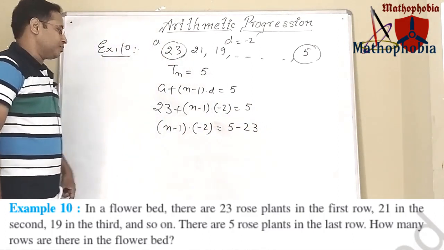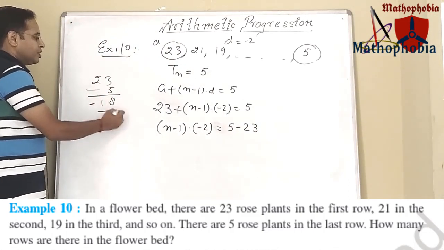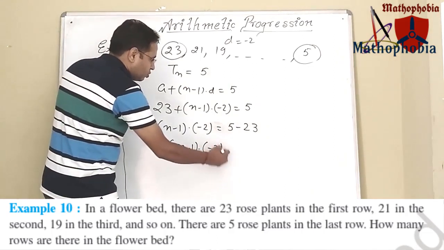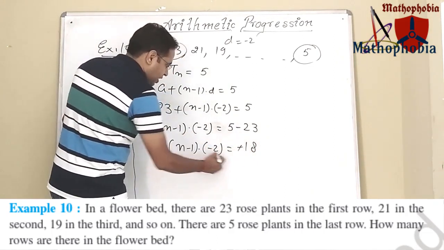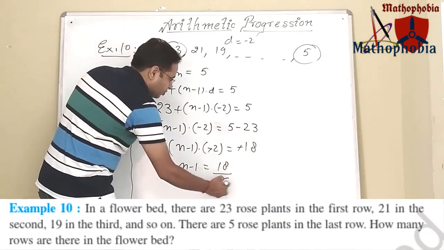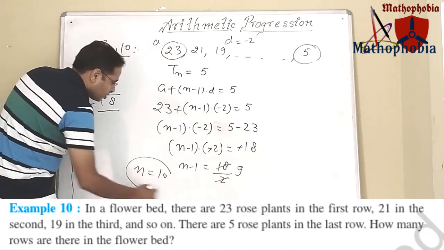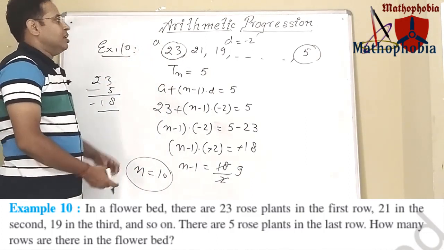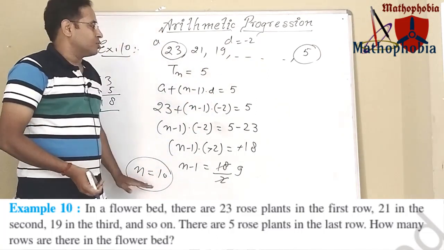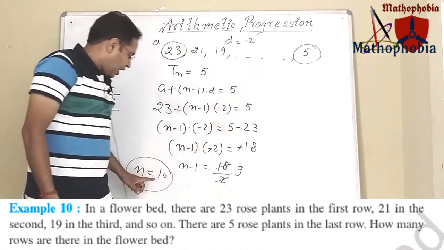Now 23 minus 5, how much you will get? 18, so 5 minus 23 is minus 18. So you will get n minus 1 into minus 2 equals minus 18. This minus and minus cancel out. n minus 1 is equal to 18 upon 2, that is 9. So you will get n equals 10. Therefore, how many rows are there? There are 10 rows. And these 5 plants are in the 10th row.